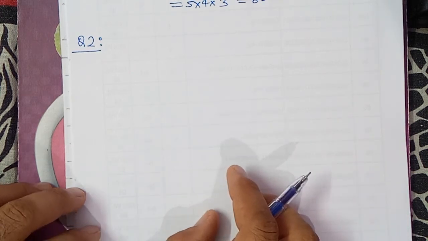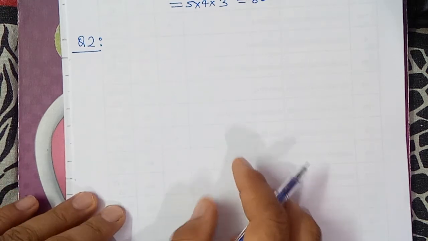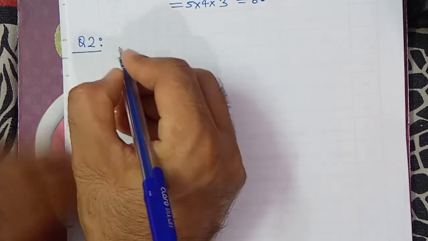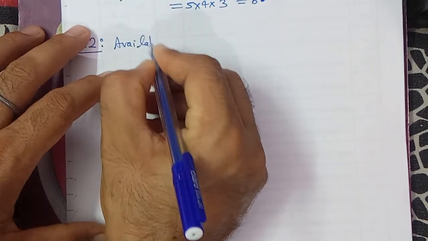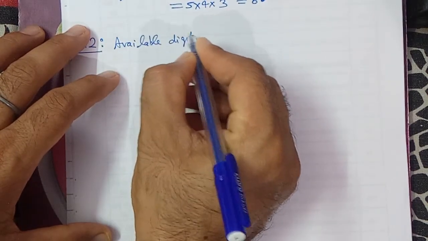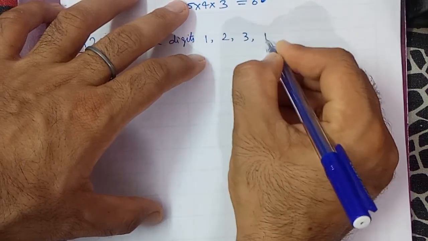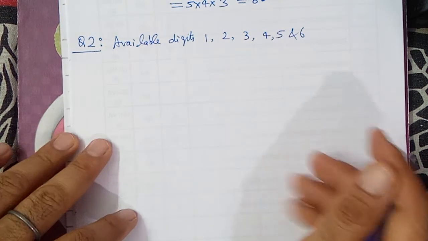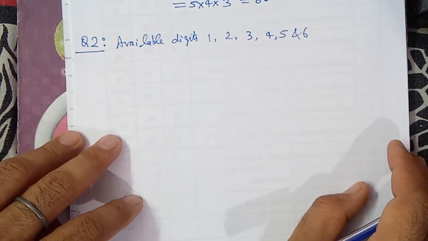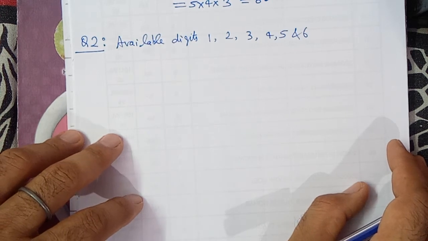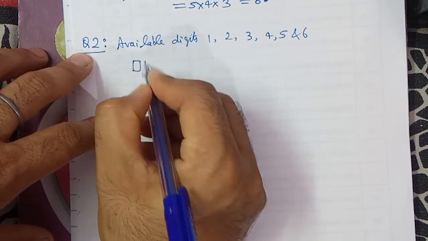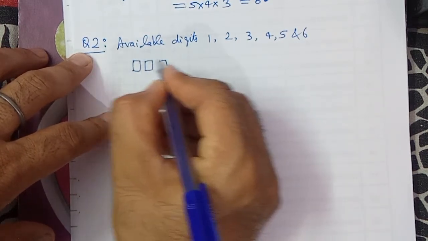How many 3-digit even numbers can be formed from the digits 1, 2, 3, 4, 5, 6 if digits can be repeated? So available digits 1, 2, 3, 4, 5 and 6. Yes, repetition is allowed. How many 3-digit even numbers are possible? So 3-digit and even. So again fill up these 3 boxes, but this time the number should be even.